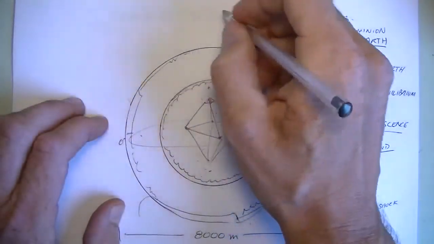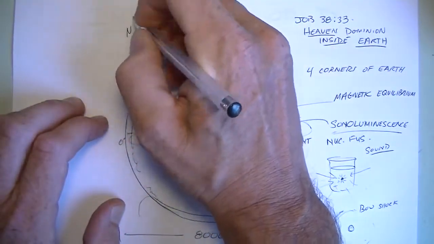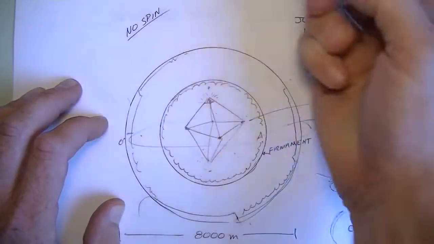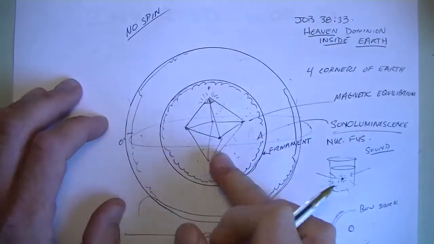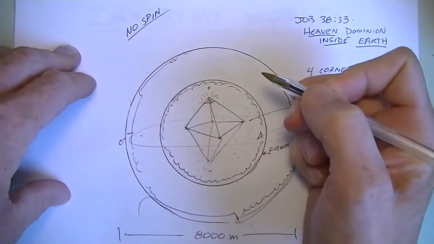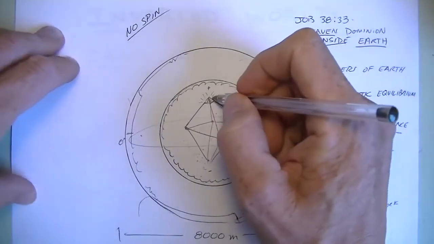Another thing too about Earth, there is no spin. I told you about that on the first page here, but no spin. So the spin is happening inside the Earth. Why is it happening? Because of magnetic propulsion and the way magnets work.